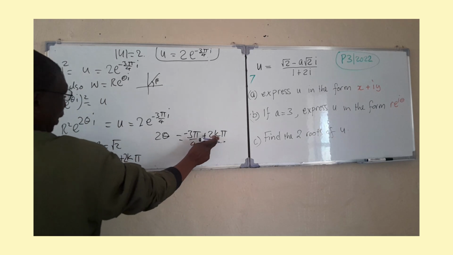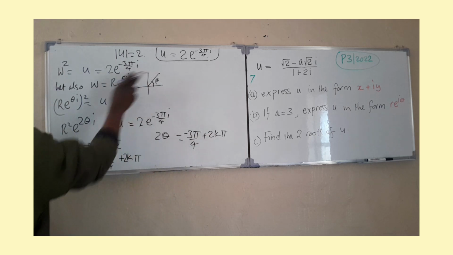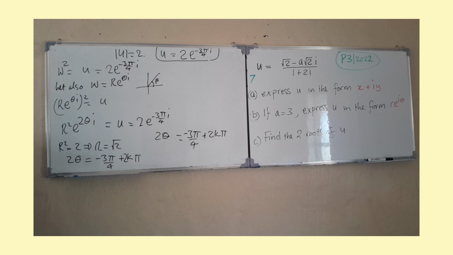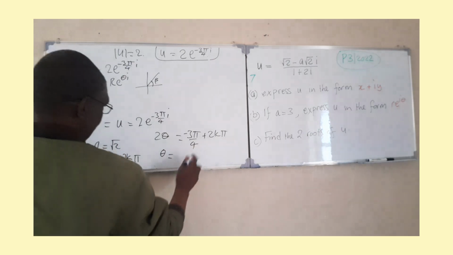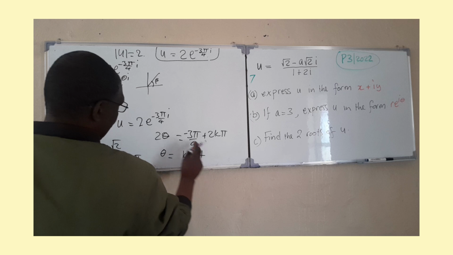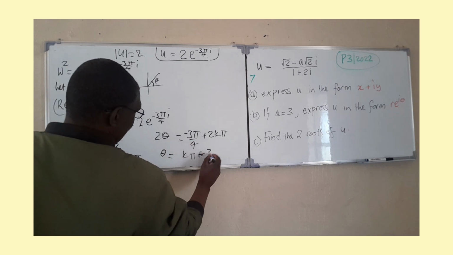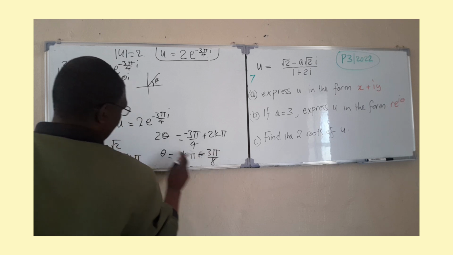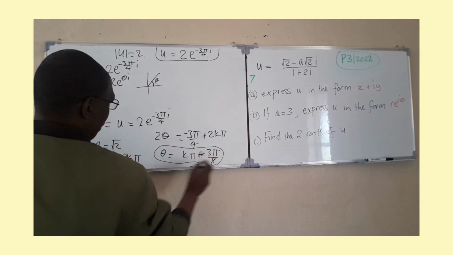This takes care of the fact that any multiple of 2 pi will still give me the same angle, the same argument, or the same complex number. So therefore, in exponential form, theta, of course, let's simplify first of all. Theta is equal to k pi when I divide it by 2, plus, when I divide this by 2, it gives me minus 3 pi over 8. Remember, the 2 comes over here. So this is the argument of w.